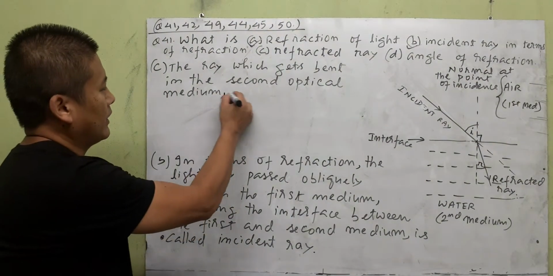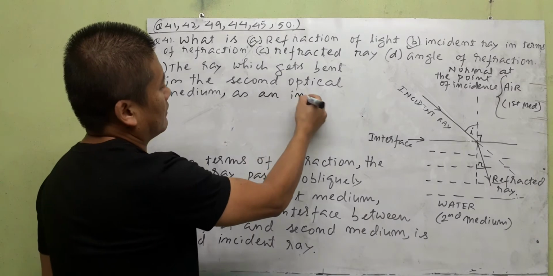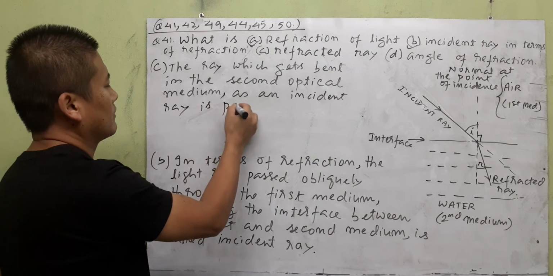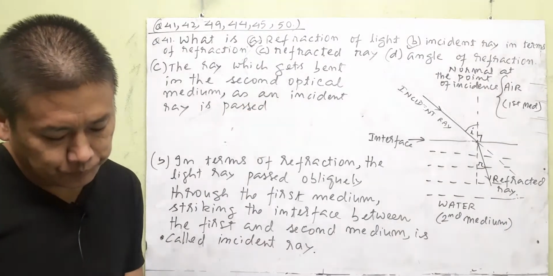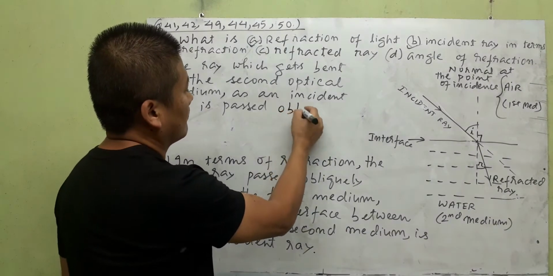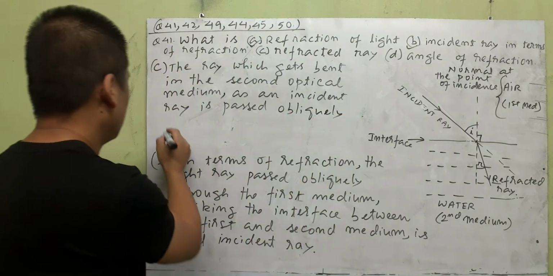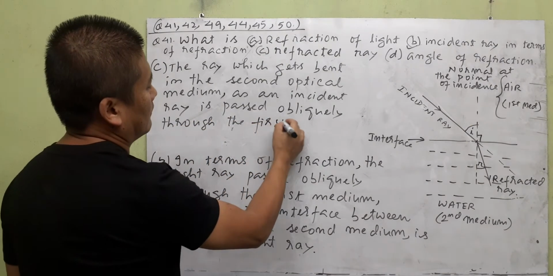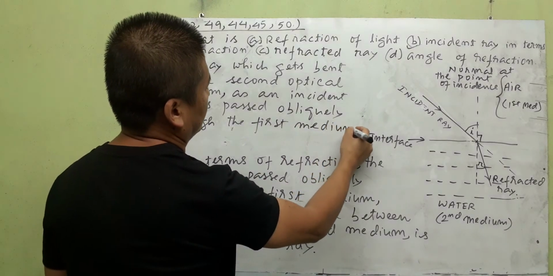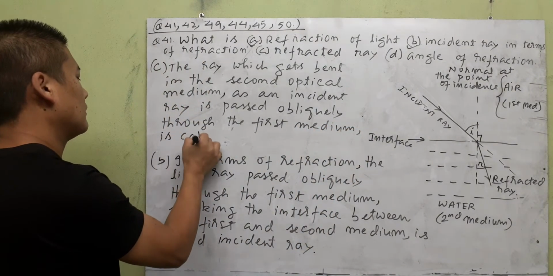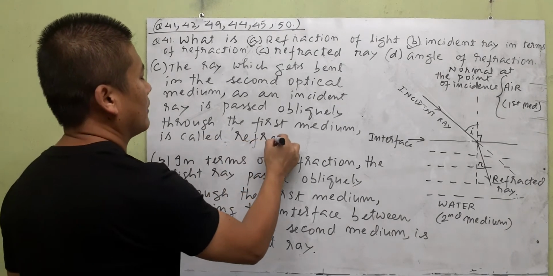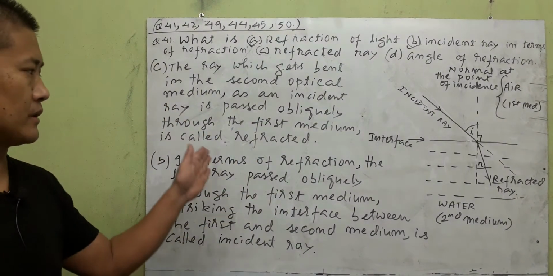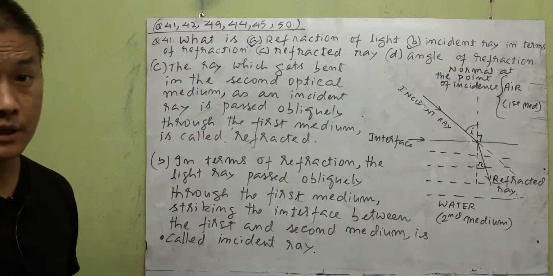This happens when an incident ray is passed obliquely through the first medium. The ray which gets bent in the second medium is called the refracted ray. This happens when the incident ray is passed obliquely in the first medium. The one which gets bent is called the refracted ray.